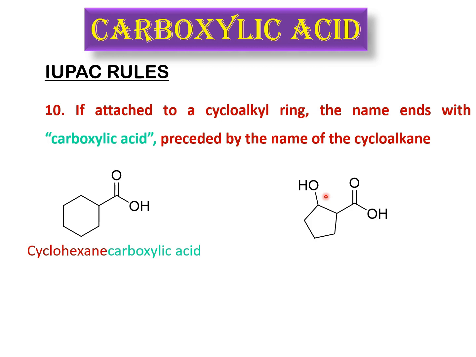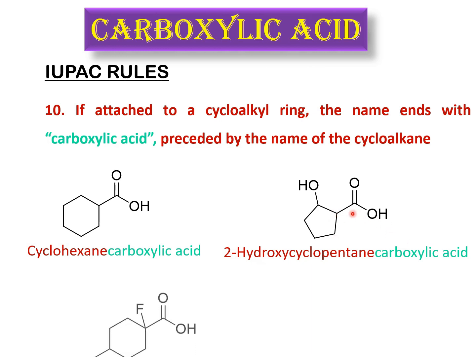substituted, and you see from its point of attachment to the carboxylic acid, this hydroxyl group is at position 2. If this is carbon number 1 for the cyclopentane ring, this would be carbon number 2. So it's a 2-hydroxycyclopentane carboxylic acid. Alright, so 2 is for the position of the hydroxyl group with reference to the point of attachment of the cyclopentane ring to the carboxylic acid functional group.